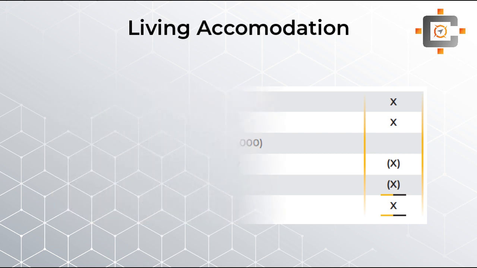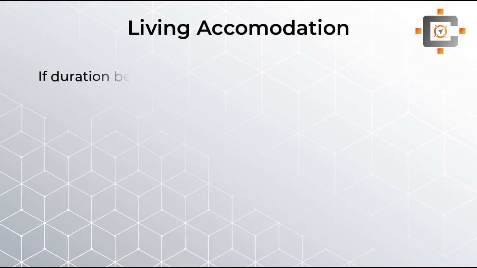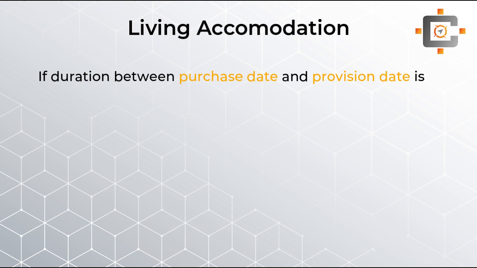Now students, let's see how to calculate the additional benefit. The additional benefit amount depends on the purchase date and the provision date. That means when exactly your employer purchased that property, and at what date it was provided to you. First of all, you have to find the difference between the purchase date and the provision date. Let's say the property was purchased in 2015 and provided to you for use in 2019.